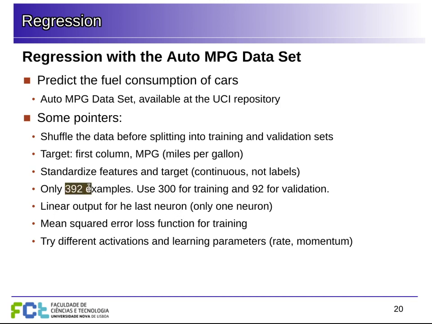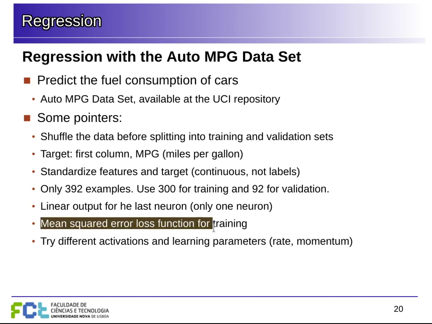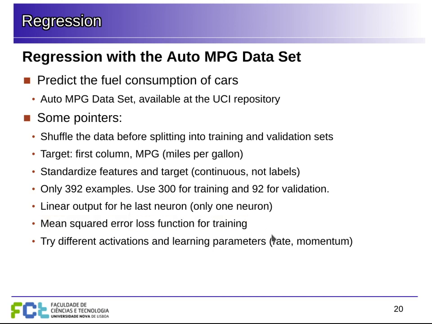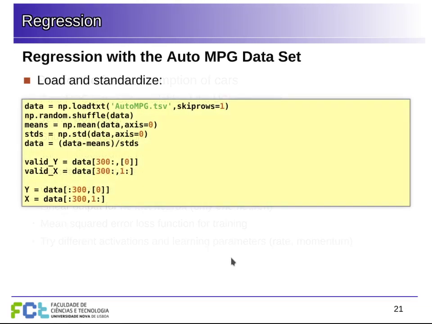There are 392 examples. Use 300 for training and the rest for validation. And remember, the last neuron should have only a linear output, because we're doing regression. We don't want to restrict the output of the neuron. And in regression, we are going to use the mean squared error loss function for training. Now, for the exercise, you can try different activations, learning parameters, and so on. I'm just going to give a brief overview of the code.